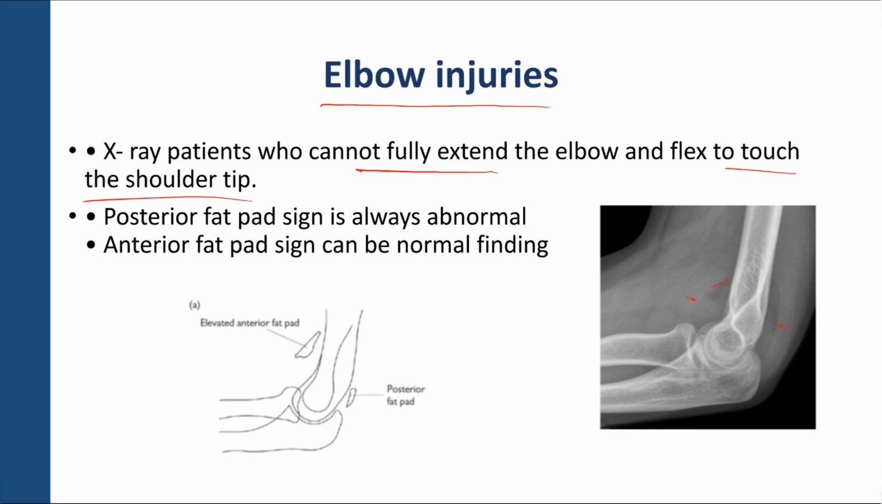So do you see these black areas? The anterior fat pad is usually a normal finding, while the posterior fat pad is usually abnormal. In children, if you see a posterior fat pad, it may indicate supracondylar fracture. In adults, if you see a posterior fat pad, it might be due to radial head fracture.